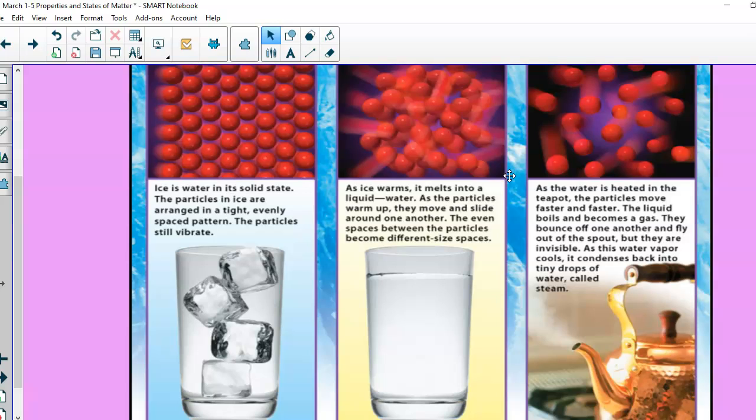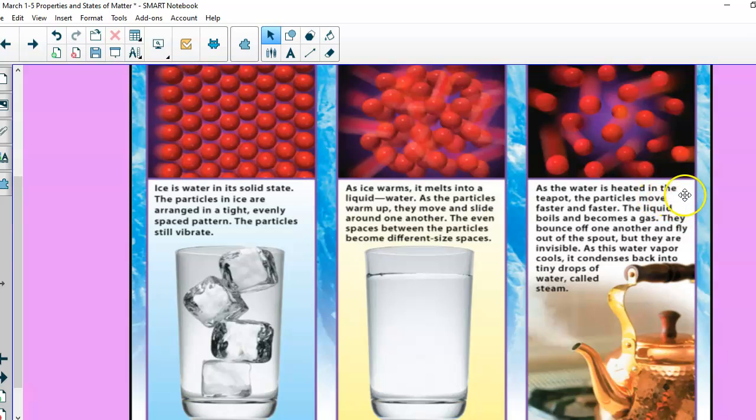As the particles warm up, they move and slide around one another. The even spaces between the particles become different size spaces. So that is what allows it to take the shape of its container. And this last one, where the particles are moving around freely and separated from each other, that's the gas.